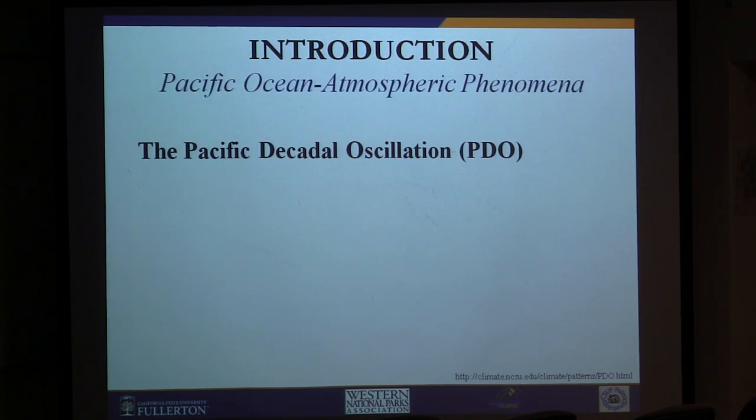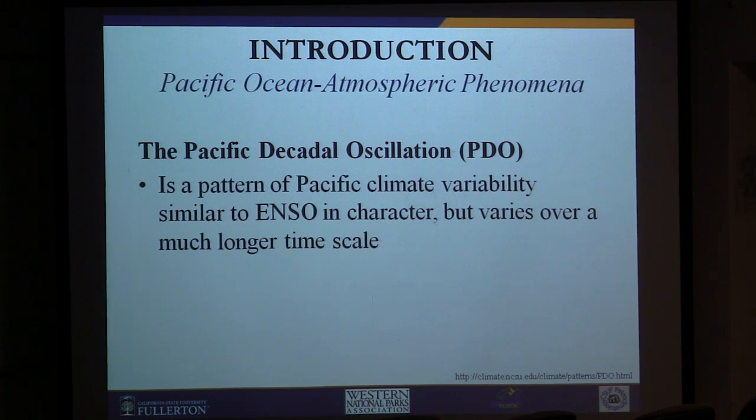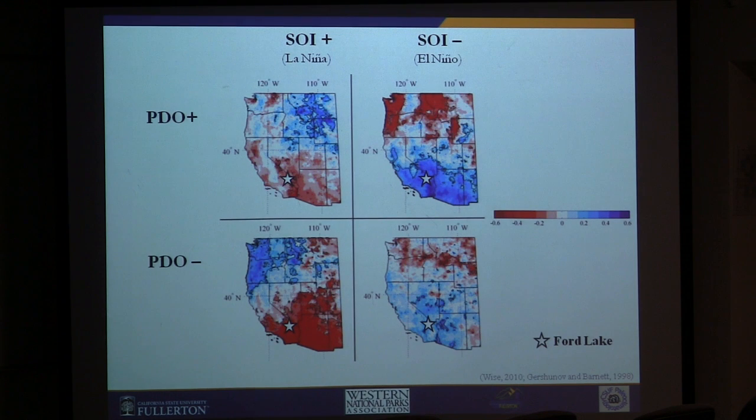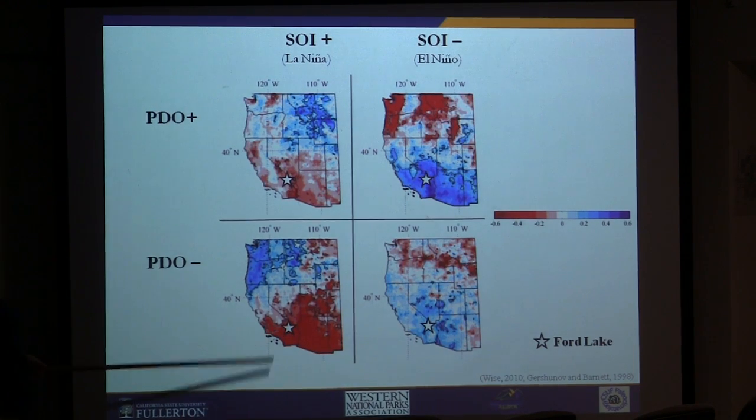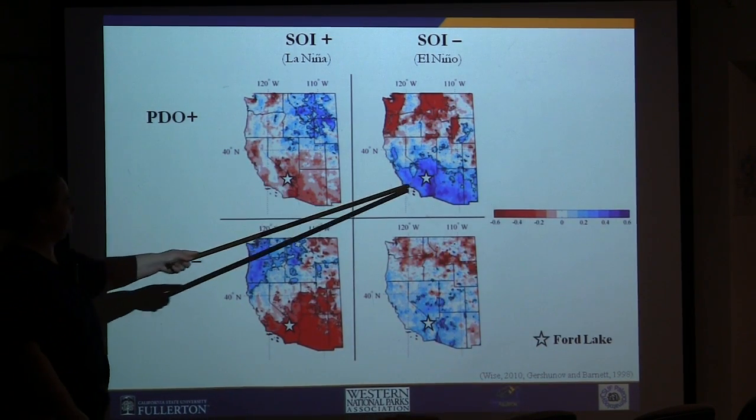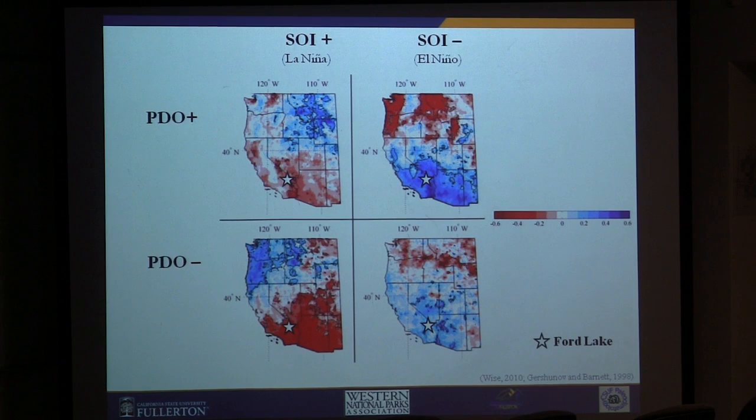The Pacific Decadal Oscillation is a pattern of Pacific climate variability, similar to ENSO in character, but it varies over a much longer time scale. Typically we get 20 to 30 years for the PDO. And to give you a visualization here, I've got Ford Lake and the white star this time, so you can focus on this region of where we are.